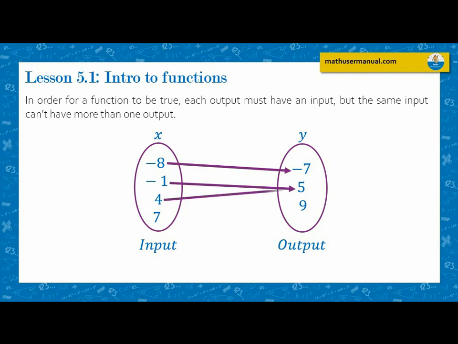Then let's say 4 also gives us a 5. And finally, an input of 7 gives us an output of 9. Now, every input has an output. And even though -1 and 4 have the same output, that is not a problem. The important thing is that every input has an output, which means, yes, this is a function. So we proved this is a function.